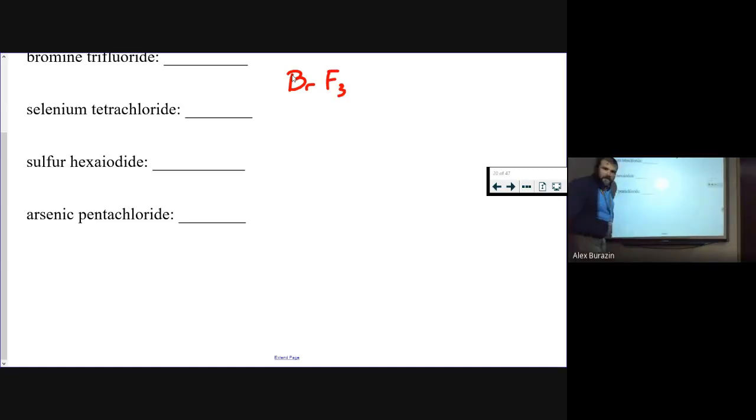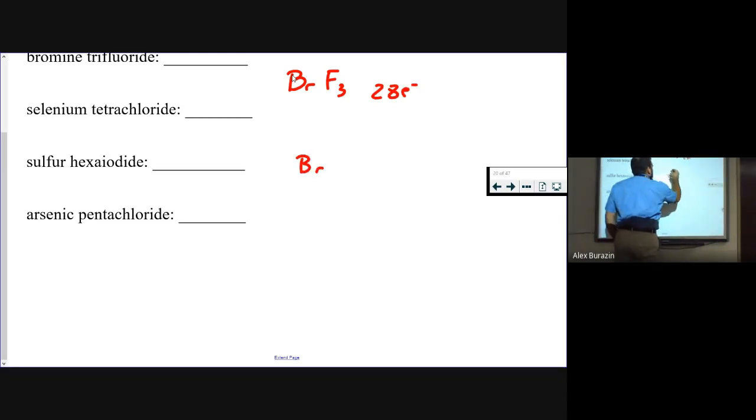BrF3, that's the formula. That's that old covalent molecule naming system, right, where we have those prefixes. So tri is implying 3. So the formula should hopefully be pretty easy to find. We've got 28 electrons to work with. Bromine's going to go in the middle. I have fluorines all around. That required 6 electrons.